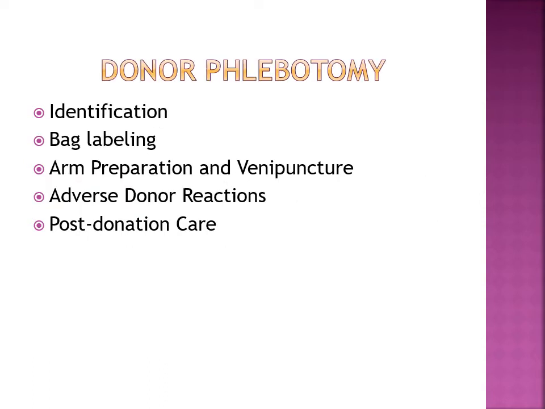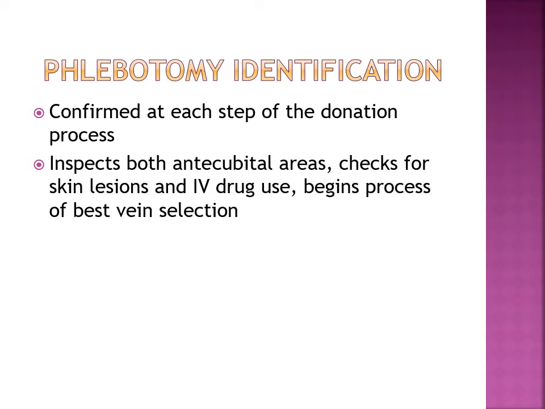So at the donor phlebotomy, we definitely need to identify the donor, have proper bag labeling, arm prep and venipuncture, adverse donor reactions, and post-donation care. The donor's identity is confirmed at each step of the donation process. You're also going to inspect both the antecubital areas and check for skin lesions and IV drug use, which we know is a no-no for donation, and this begins the process of best vein selection.